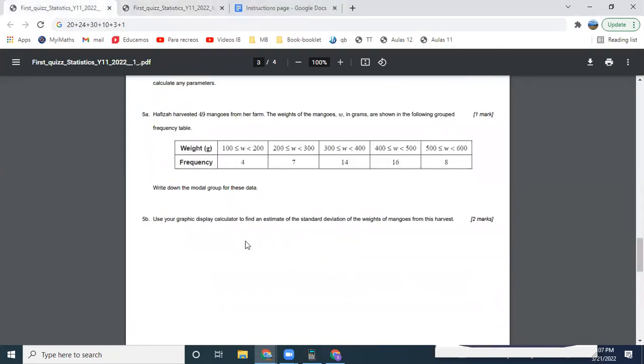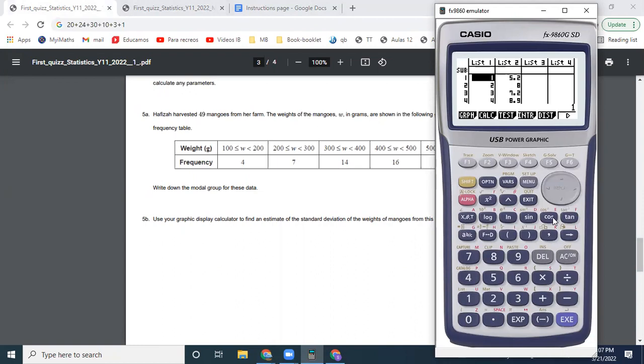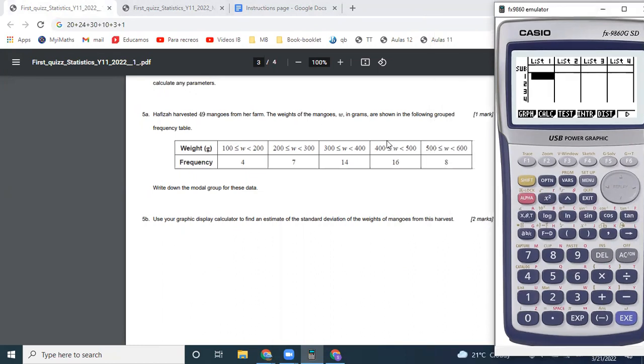Then use your graphic calculator to find an estimate. For this, what we should do, and this is important, is go to statistics, right? And the values that we are going to write, in list 1, are the weights. Since we have a range, we are going to write the midpoint, the number in the middle. So 150, 250, like this, right? And in list 2, we are going to write the frequency. So 4, 7, 16, and 8.